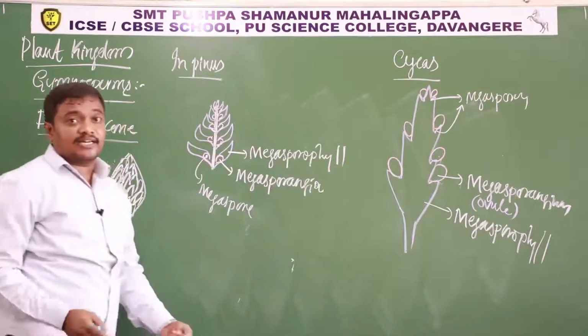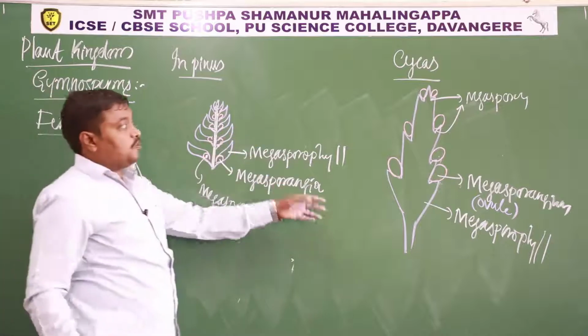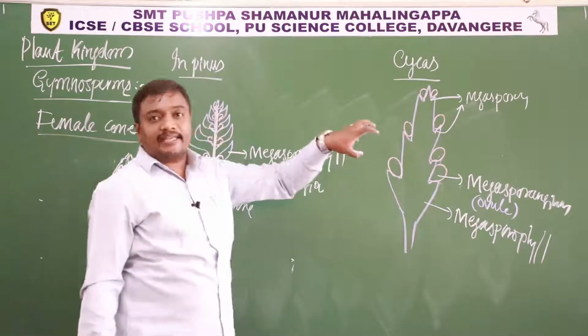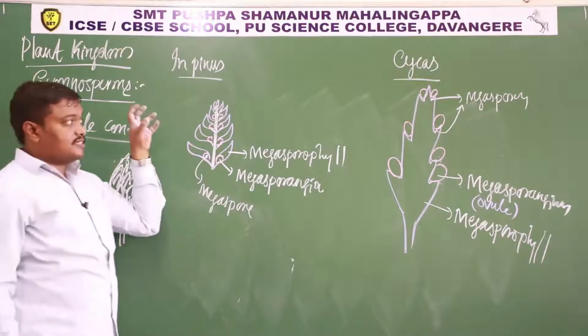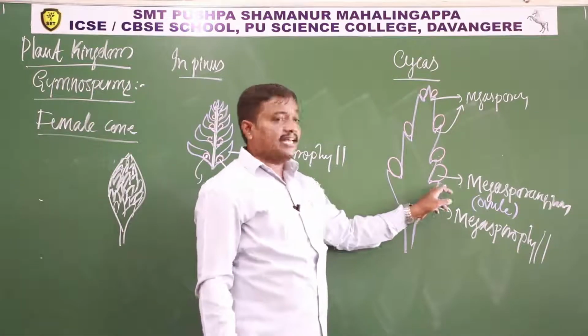We call it an ovule. And Cycas produces the largest ovule in the plant kingdom. The largest single ovule is the Cycas ovule.